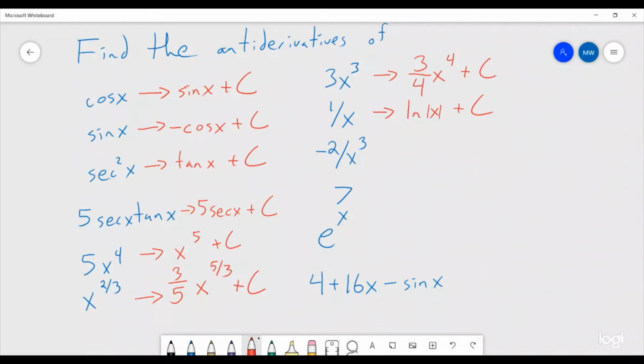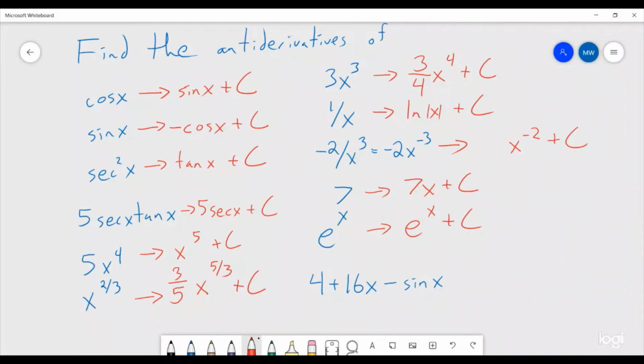Okay, antiderivative of negative 2 over x cubed. We'll rewrite that first as negative 2x to the minus 3. So then we increase the power of x by 1, so that'll become x to the minus 2. When we take the derivative, a negative 2 will pop out, so we don't have anything out front. So it's x to the negative 2 plus c. 7 goes to 7x plus c. e to the x, that's e to the x plus c.